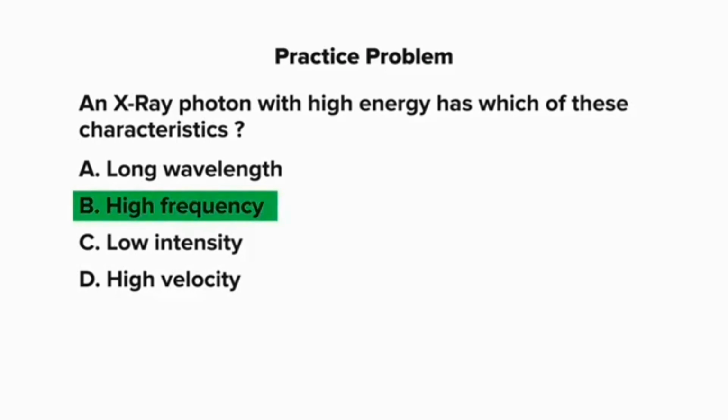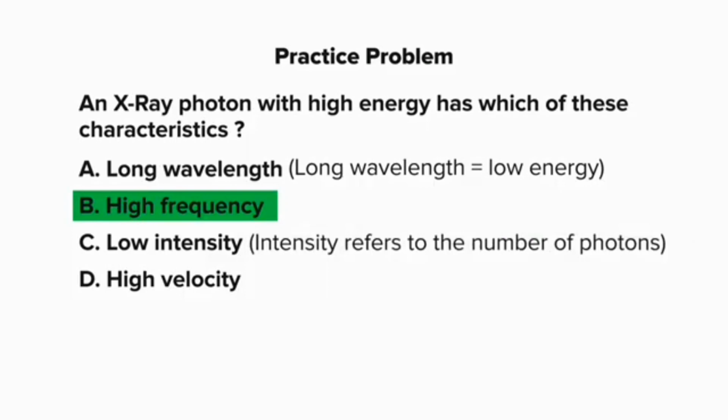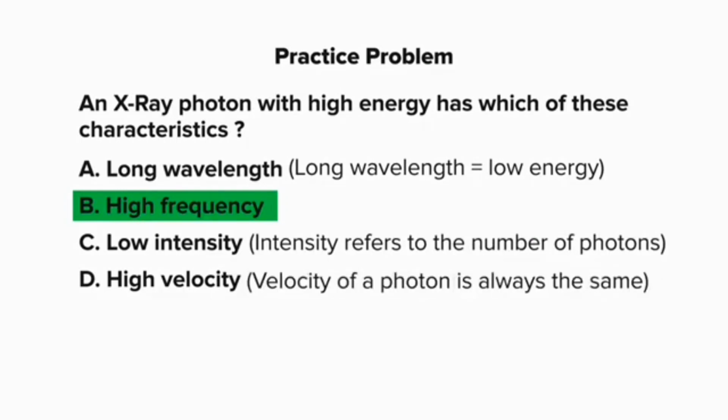When frequency increases, this means there are more waves per second and shorter wavelength, which corresponds to a higher energy photon. A is not correct because a long wavelength results in low energy. C is not correct because intensity refers to the number of photons, not the energy. And finally, D is not correct because the velocity of a photon is always the same. It's always the speed of light.